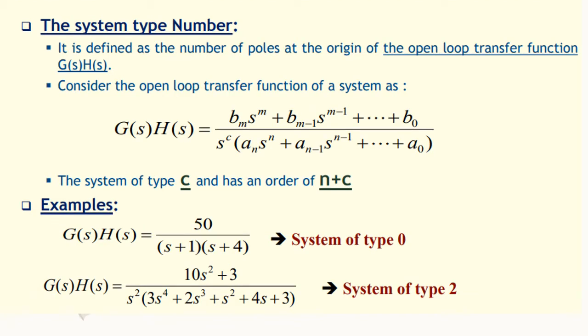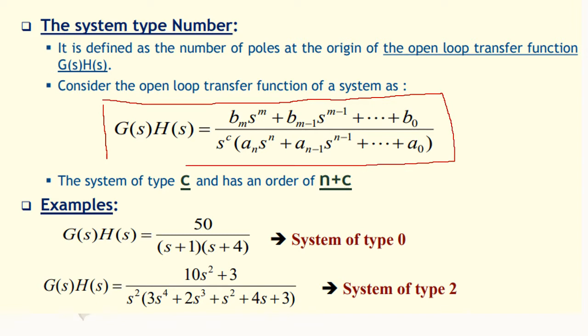To understand the system type number, it is defined as the number of poles at the origin of the open loop transfer function G of s into H of s, where G of s is the gain and H of s is the feedback. Now the generalized G of s into H of s, that is the open loop transfer function, is given by b_m s to the power of m plus b_(m-1) s to the power of m minus 1 plus, it goes on till b naught. In the denominator, s to the power of c into a_n s to the power of n plus a_(n-1) s to the power of n minus 1, it goes on till a naught. Now the important part where we will find the system type number is s to the power of c.